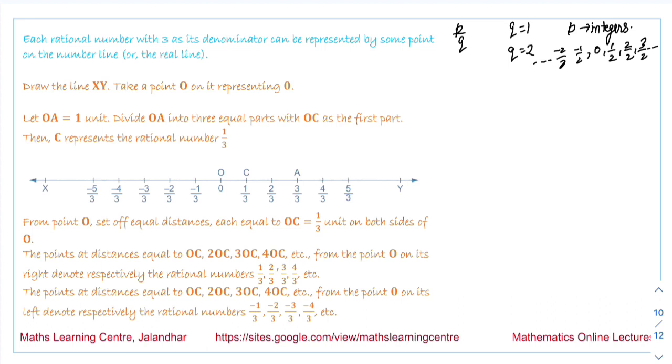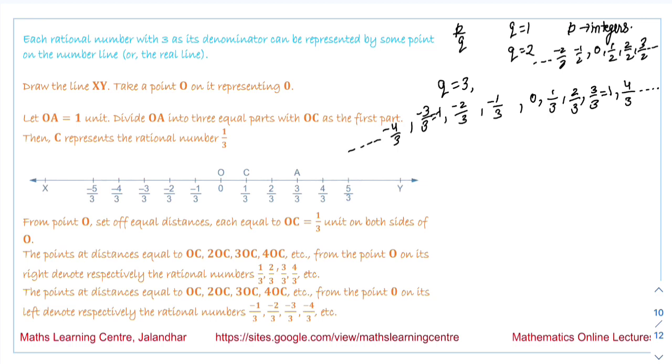Now in the next step, we are going to take q equal to 3. So the points we have to draw are 0, 1 by 3, 2 by 3, 3 by 3. 3 by 3 is basically 1, then 4 by 3, and so on. Similarly, on the left hand side, it is -1 by 3, -2 by 3, -3 by 3, and -3 by 3 is -1, -4 by 3, and so on. So now we have to draw all the numbers with denominator 3. The procedure is the same.